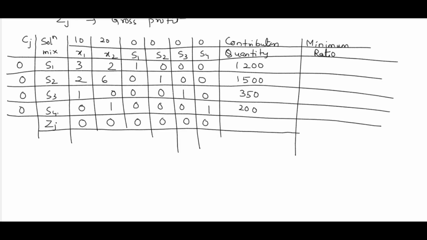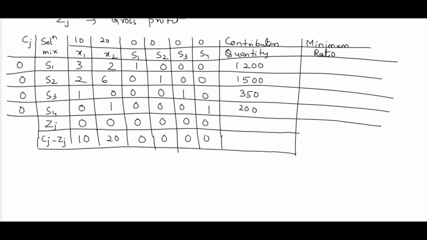This is the CJ values, and this is the ZJ values. Now this is the formula: you should compute CJ minus ZJ. So it is 10 minus 0, it is 10. 20 minus 0, 20. All the others here are 0, 0, 0, 0.